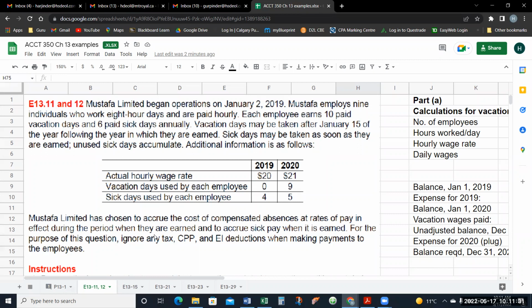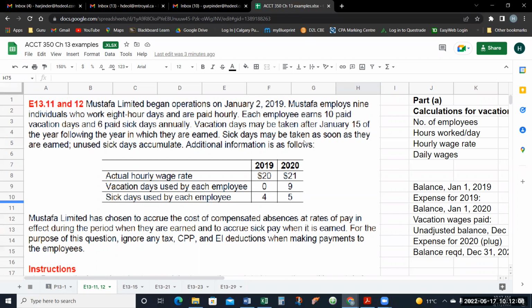So coming to the facts provided in the question, Mustafa Limited began operations on Jan 2nd, 2019. Mustafa employs 9 individuals who work 8-hour days and are paid on an hourly basis. Each employee earns 10 paid vacation days and 6 paid sick days annually. Vacation days may be taken after January 15th of the year following the year in which they are earned. So for the year 2019, the vacation days can only be taken in 2020.